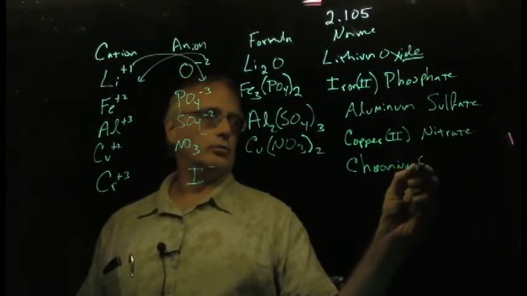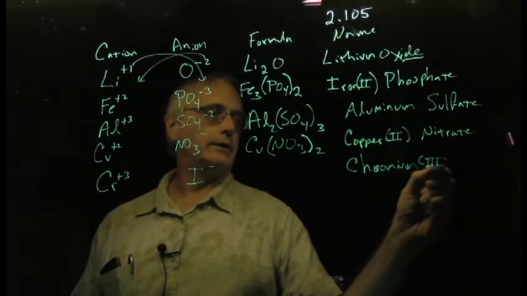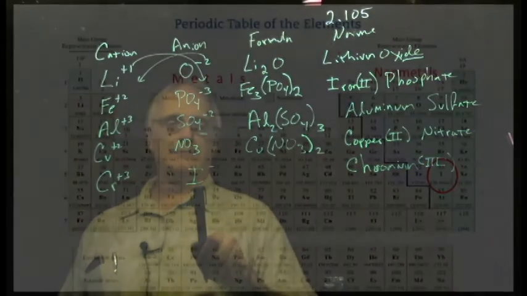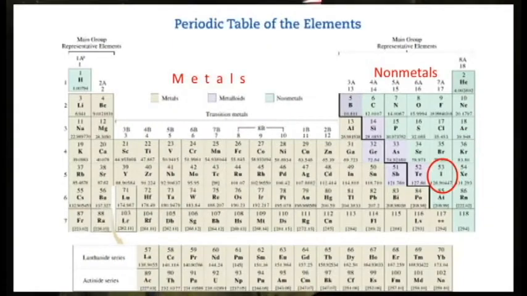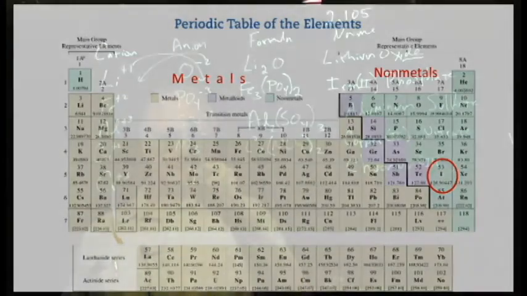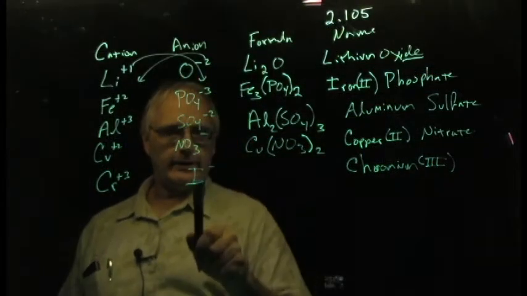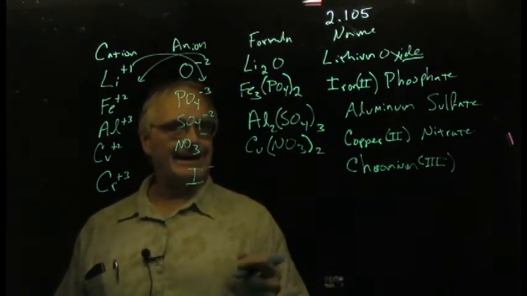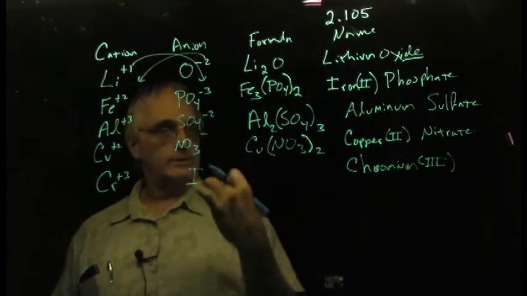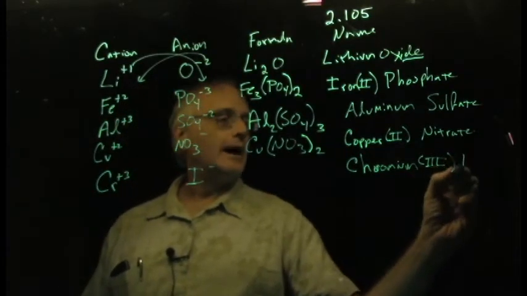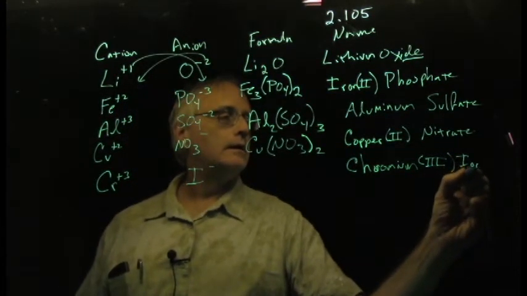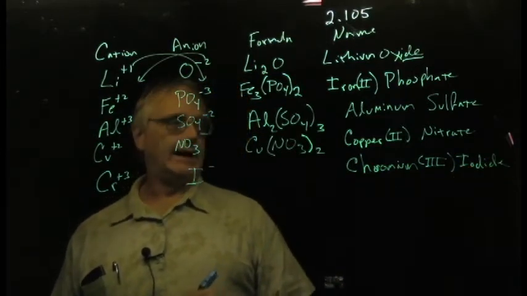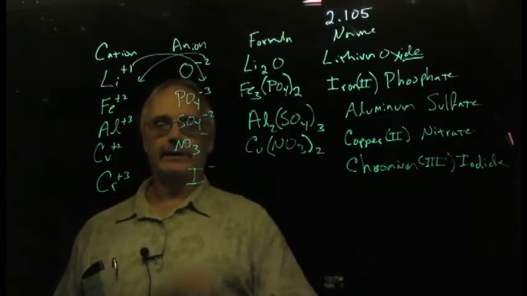Transition metal, Roman numeral 3. This thing, an element that is formed in an ion, not one of the polyatomics. I is iodine, so the element negative ion is iodide. Okay? Iodide. Chromium 3 iodide.